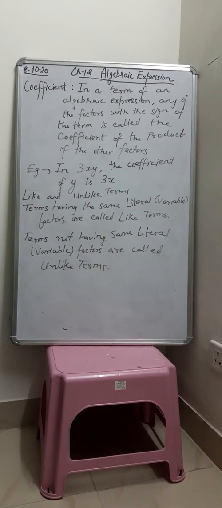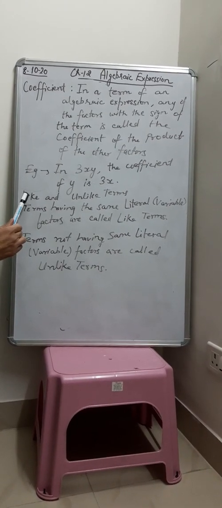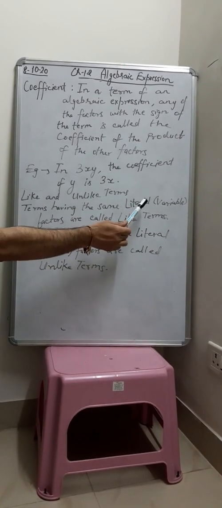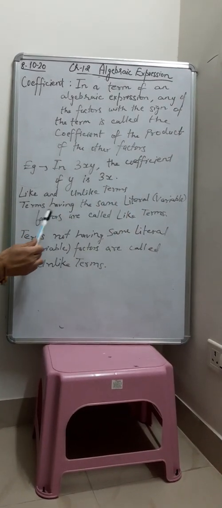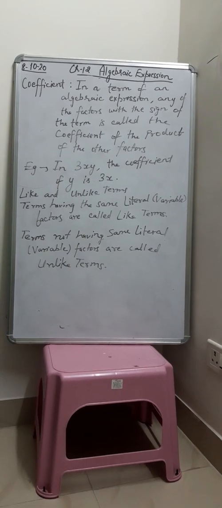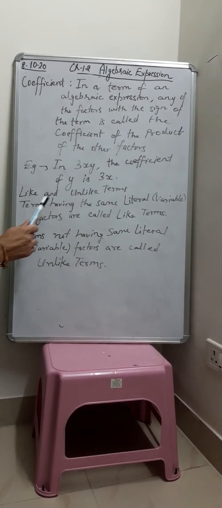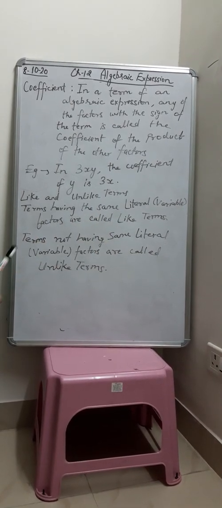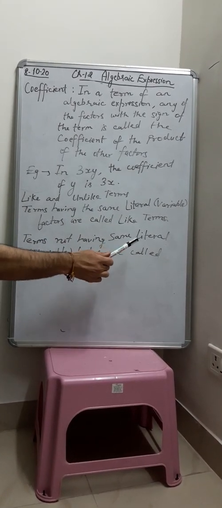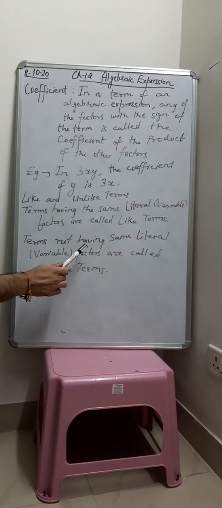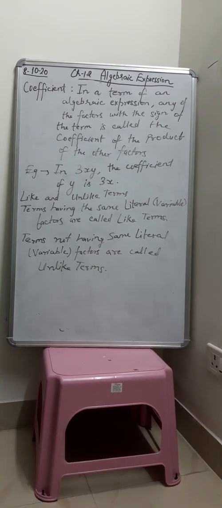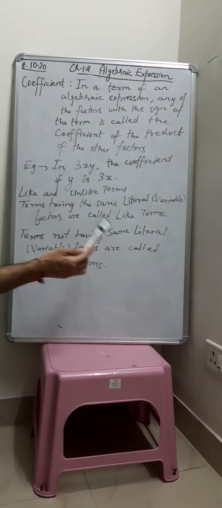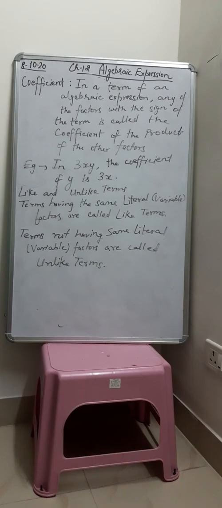So this is your coefficient. Next, like and unlike terms. Terms having the same literal, that is variable factors, are called like terms. So the terms having the same variable are known as like terms. Terms not having the same literal, that is variable factors, are called unlike terms. So the terms not having the same variable factors are called unlike terms.